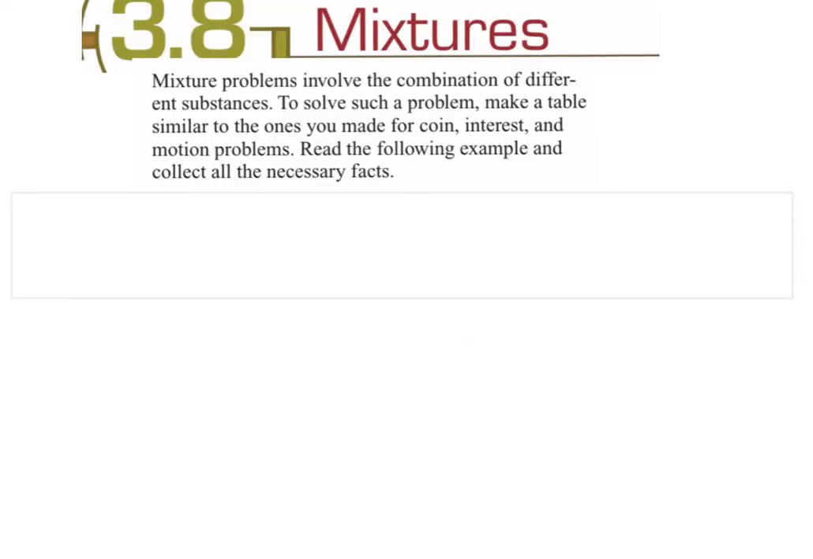Mixture problems involve combining different substances to solve a problem. Make a table similar to the ones that you've done for coins, interest, and motion problems. Read the examples and collect the necessary facts.